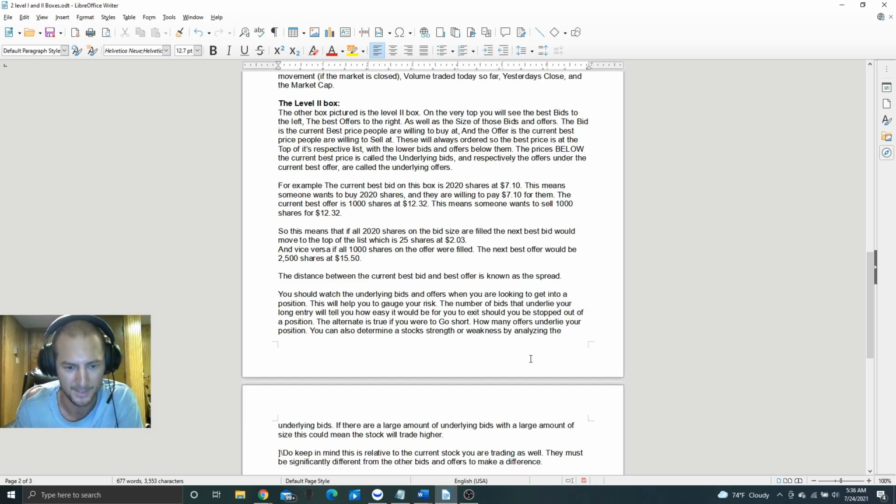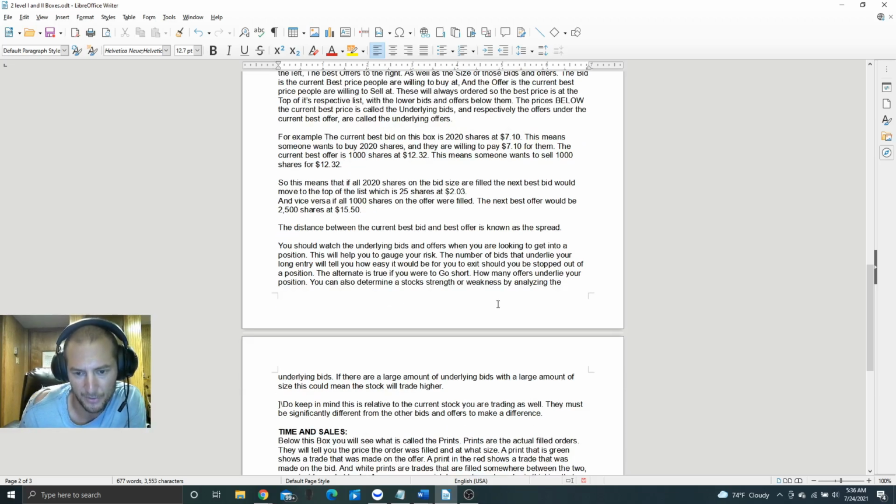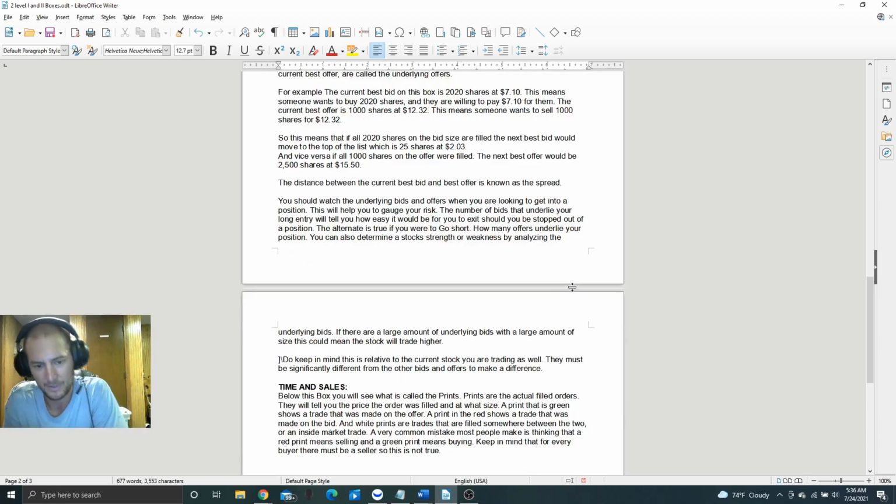buy on the ask. So you can also figure out a stock's strength or weakness by analyzing the underlying bids. If there's a large amount of underlying bids with a large amount of size, this could mean that the stock will trade higher very soon. So keep in mind that this is relative to the current stock you're trading. The numbers must be significantly different than the other bids and offers to make a difference.